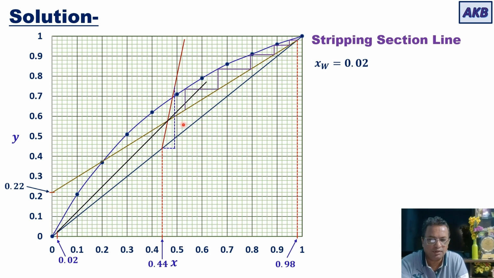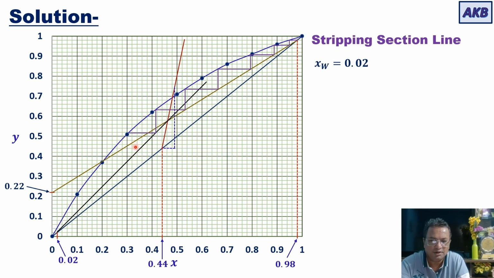Okay. Now I have arrived at this point. Now when I travel in a horizontal direction, I am crossing the intersection point of the 3 lines. So that means now I have arrived at the feed plate. Earlier I was in the rectifying section. Now I have arrived at the feed plate. Now I have to go to the stripping section. So this time, when I travel a vertical distance, I'll be going to the stripping section line.